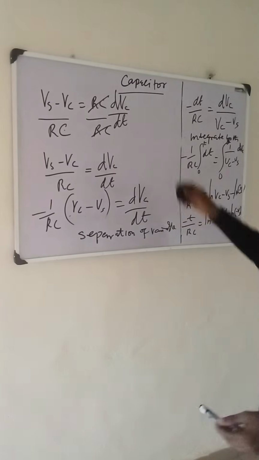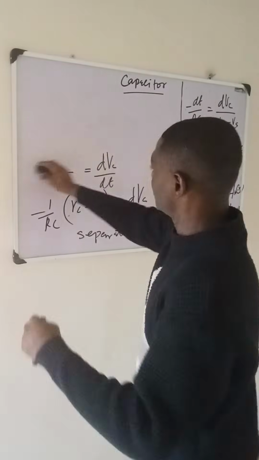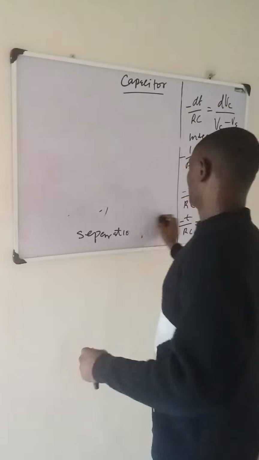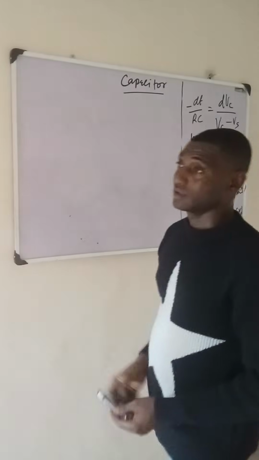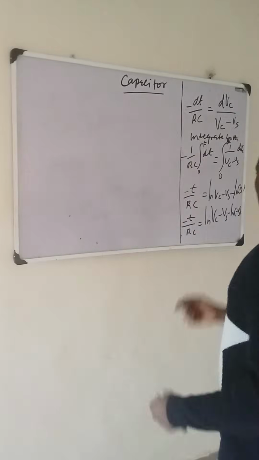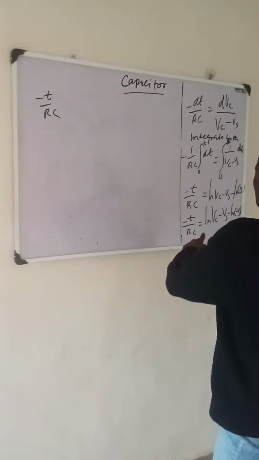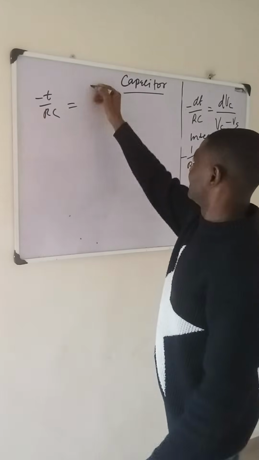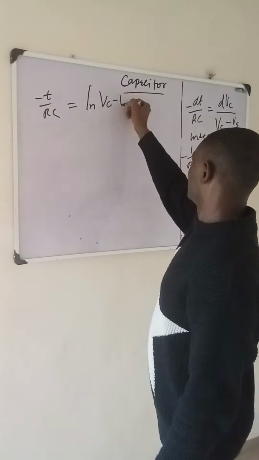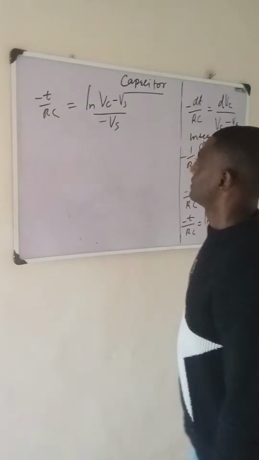And then I need you to recall your laws of logarithm. Because this is natural logarithm, the law still holds. When you are taking the difference of two logarithms, what happens? You take the quotient: you subtract the divisor from the dividend. And that will give me negative t all over Rc equal to ln of (Vc minus Vs) all over negative Vs.